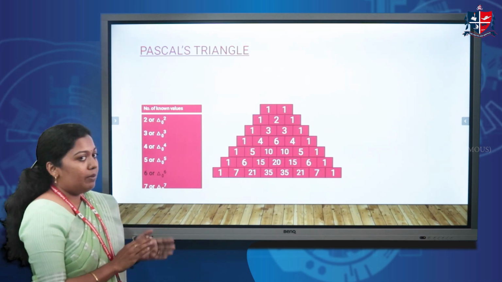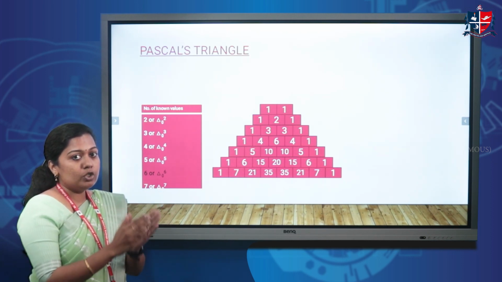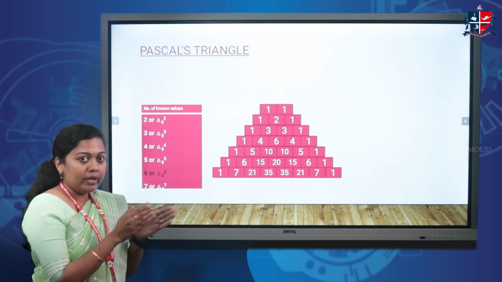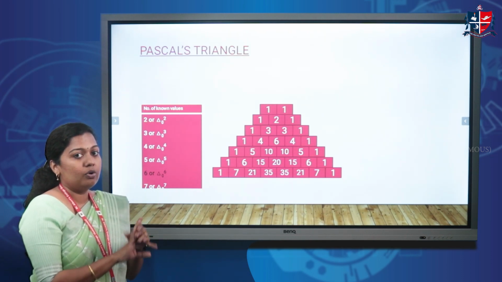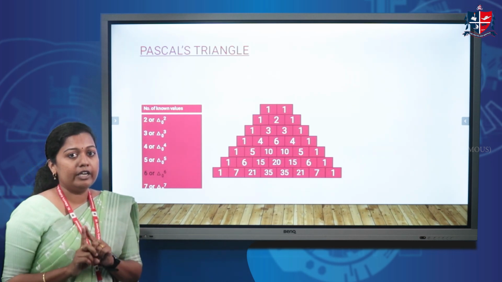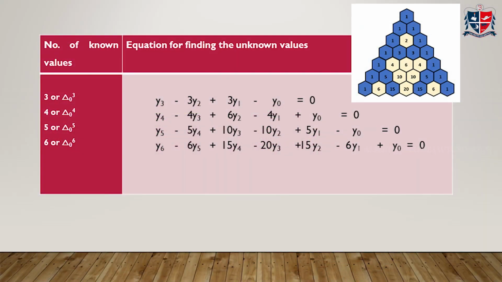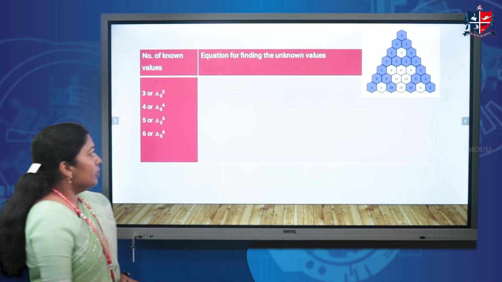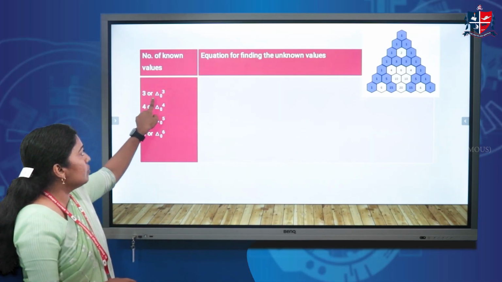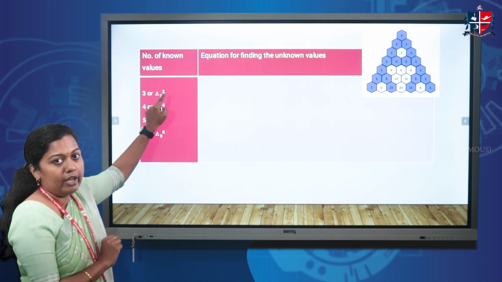In the previous example, I have already mentioned that there are 3 known values, for the years 2011, 12, 13, 14. The 2012 value is missing and the 3 values are known: sales of 2011, 13 and 14 are given. So here I am showing you how to form the equations under the binomial expansion method with the help of Pascal's triangle. If the known values are 3, we have to start with delta 0 raised to 3.